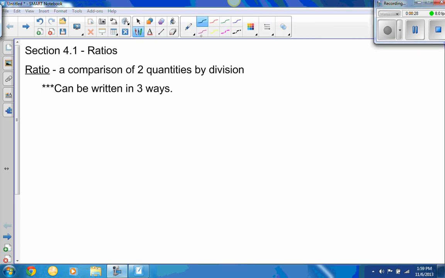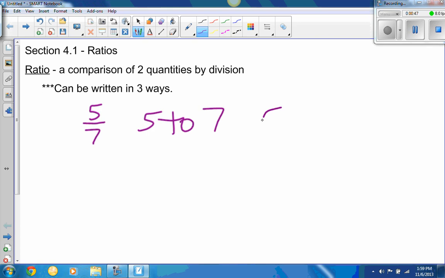So, for example, if my ratio was 5 to 7, that's how you would read it, 5 to 7. This means divide, right? That's why they're talking about comparing it by division. You can write it in words, like with the word to, 5 to 7, or you can write it with a colon, 5:7. Or as a fraction, 5/7. You read them all the same way though, 5 to 7.